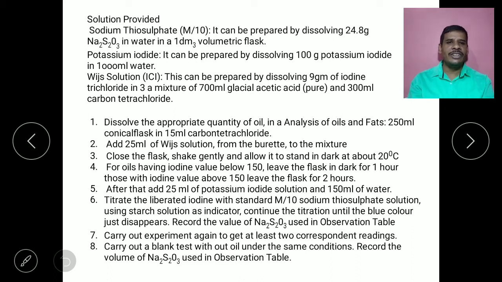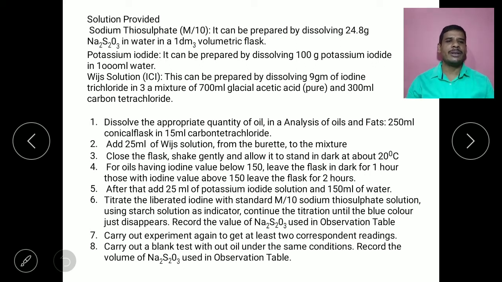Next is the Wijs reagent, that is ICl, iodine monochloride, which can be prepared by dissolving 9 grams of iodine trichloride, ICl3, in a mixture of 700 ml of glacial acetic acid and 300 ml of carbon tetrachloride. For the preparation of the Wijs reagent, we require carbon tetrachloride as well as glacial acetic acid.